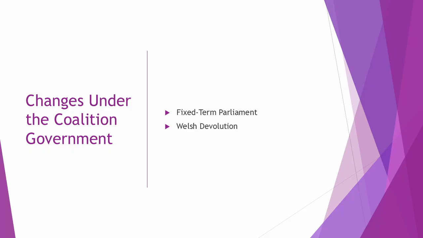The Constitution was changed under the Conservative and Liberal Democrat coalition between 2010 and 2015 through the Fixed-Term Parliaments Act 2011 and further devolution to Wales. The Fixed-Term Parliaments Act 2011 set a 5-year election cycle, which affected the Constitution by restricting the Prime Minister's ability to call early elections without parliamentary approval. The coalition government granted further devolution to Wales to give it more legislative autonomy, which affected the Constitution by strengthening Welsh self-governance and reducing central government control over Welsh affairs.